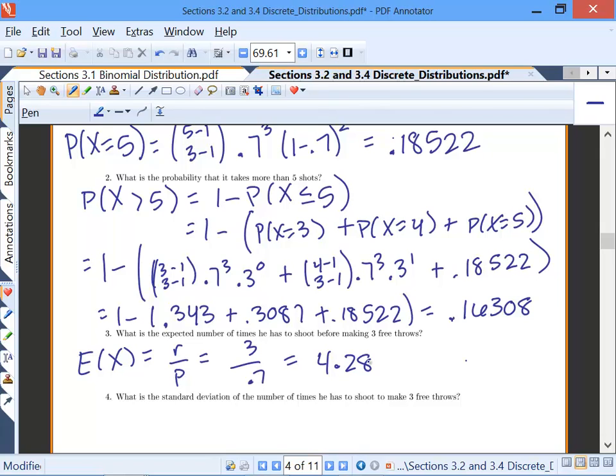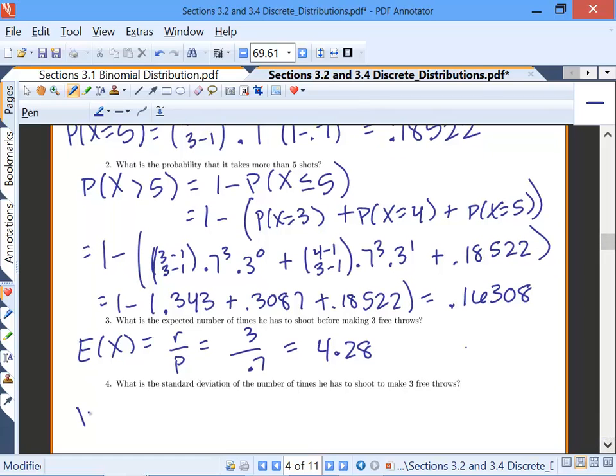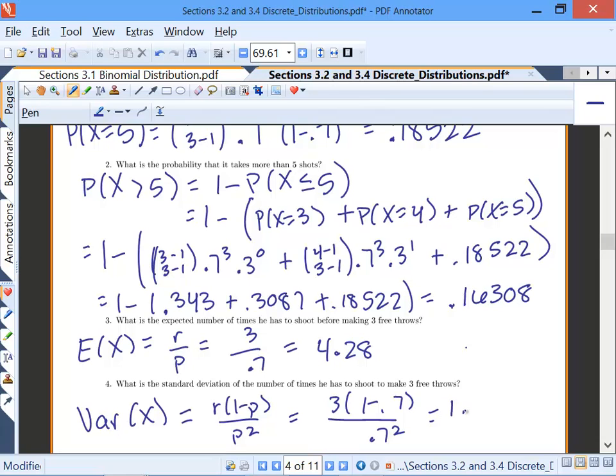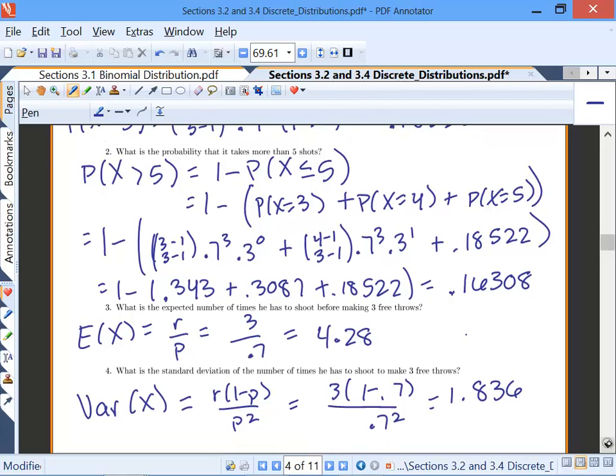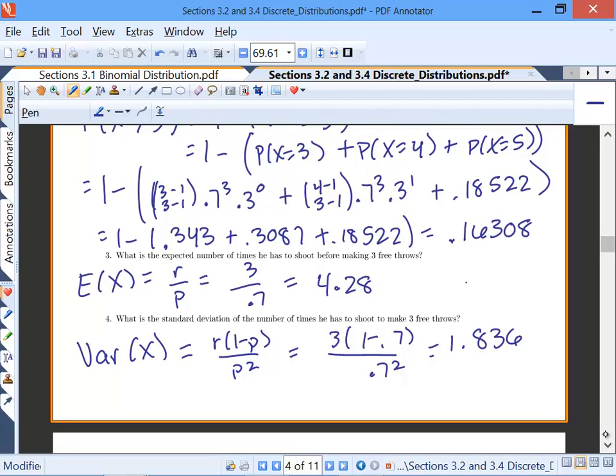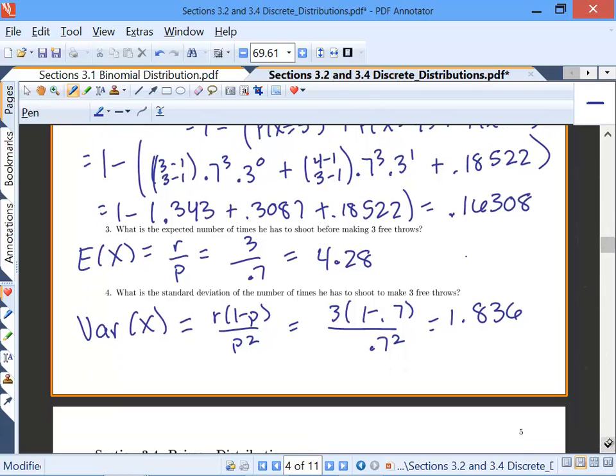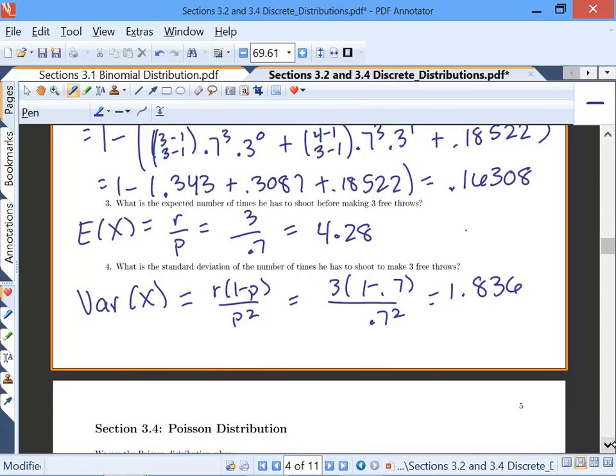Of course, he can't shoot 4.2 times. That is an average over the long run. And finally, if I want to find the standard deviation, first I have to find the variance. So R times 1 minus P over P squared. So 3 times 1 minus 0.7 over 0.7 squared. That's 1.836. And that finishes our negative binomial. Questions on the negative binomial?